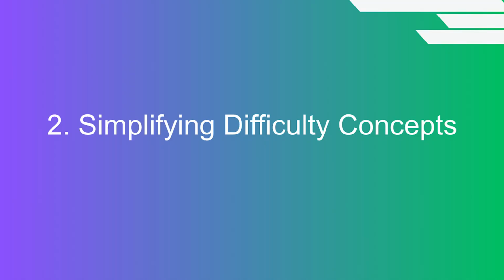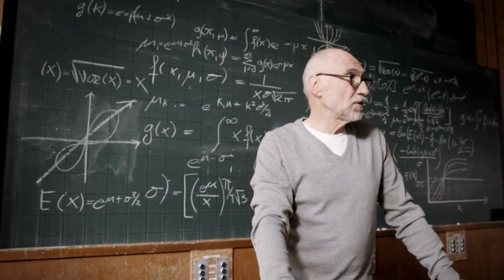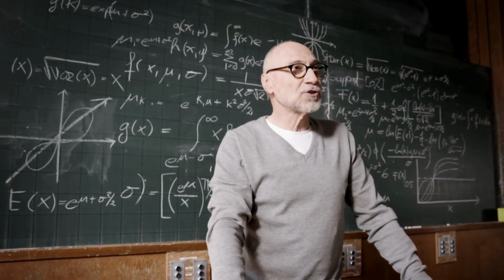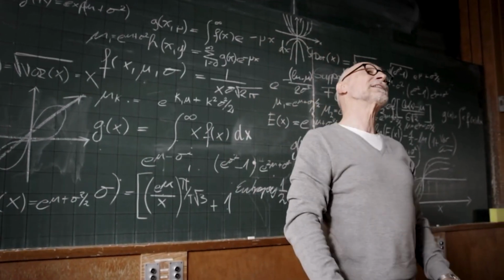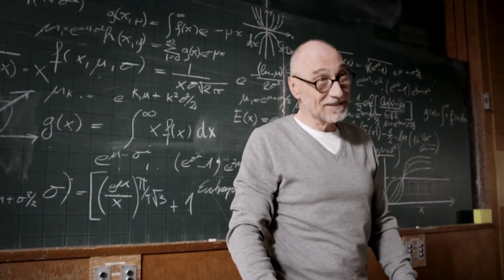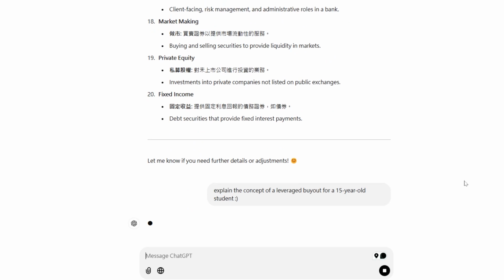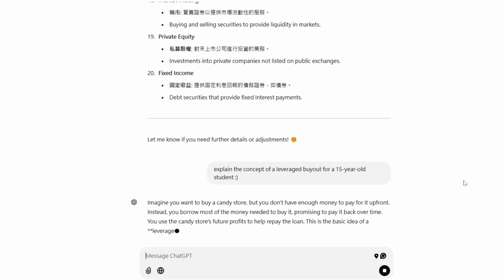Second, simplifying difficult concepts. Some academic concepts can be very complex and require background knowledge to understand. Even with Wikipedia, they might still be difficult to grasp. ChatGPT makes this much easier by tailoring explanations to our background. For instance, if you want a simpler explanation, you can ask, "Explain the concept of leveraged buyouts in a way a 15-year-old can understand." After inputting this, you'll get an explanation framed in scenarios that a 15-year-old can relate to.